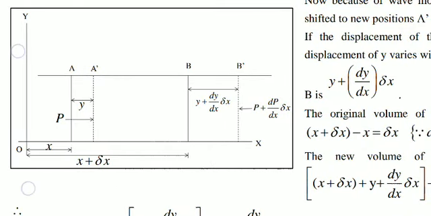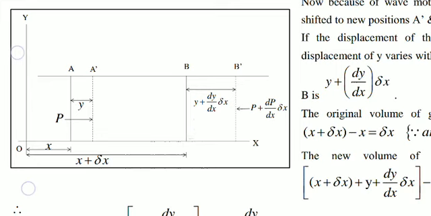Now let us consider that the sound wave is propagated, and because of the propagation of the sound wave, plane A is shifted to another position which is represented by A dash, and plane B is also shifted to some other position which is represented by B dash. Remember that plane A and plane B are shifted by different distances. Plane A is shifted to position A dash and plane B is shifted to position B dash.